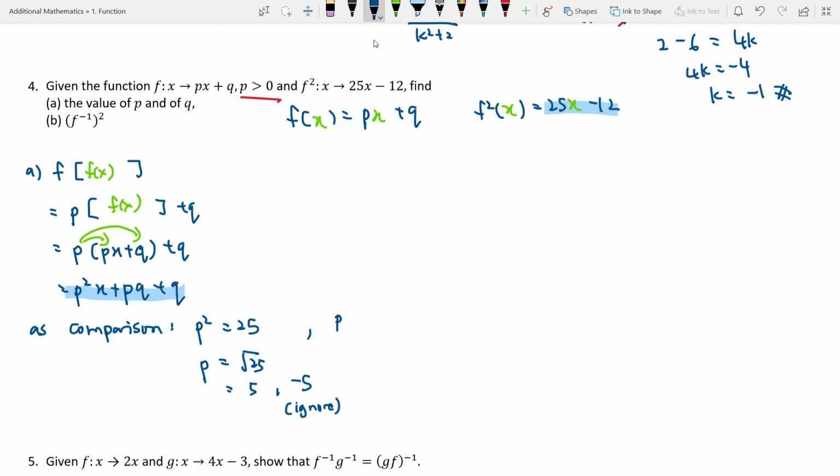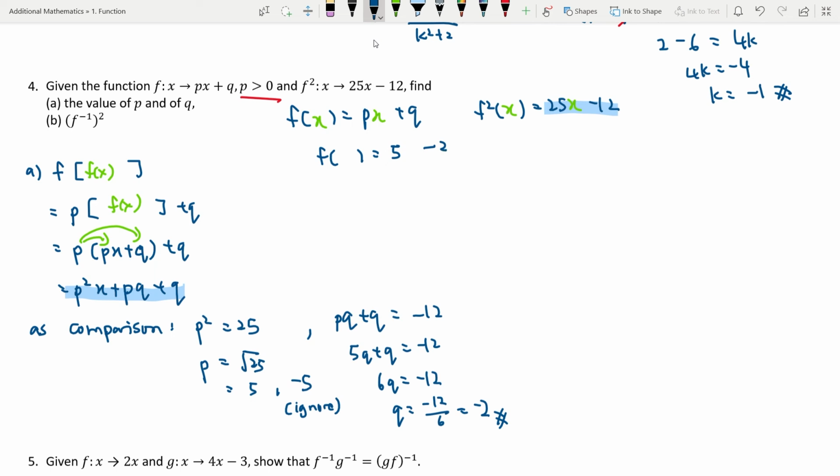Then we compare pq plus q is equal to negative 12. We already obtained p equal to 5. 5q plus q equal to negative 12. 6q equal to negative 12. q equal to negative 12 divided by 6, which is negative 2. Now we have a complete function f. f(x) is equal to 5x minus 2.